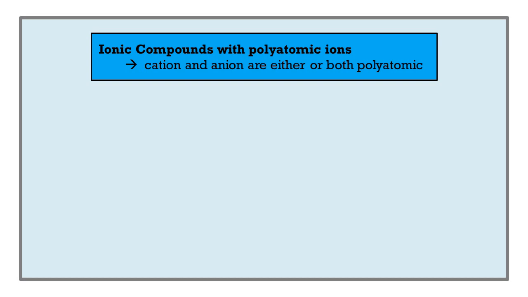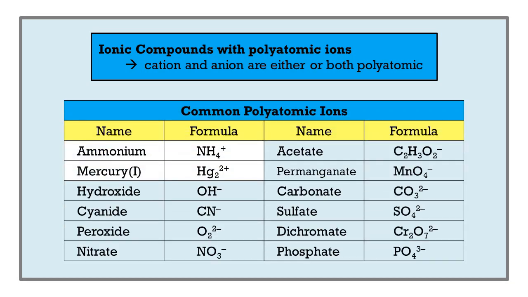Now let's talk about ionic compounds with polyatomic ions. In these compounds, the cation and anion are either or both polyatomic. Here is a list of common polyatomic ions na kailangan nating i-memorize. Notice that ammonium and mercury 1 are the only two polyatomic cations.